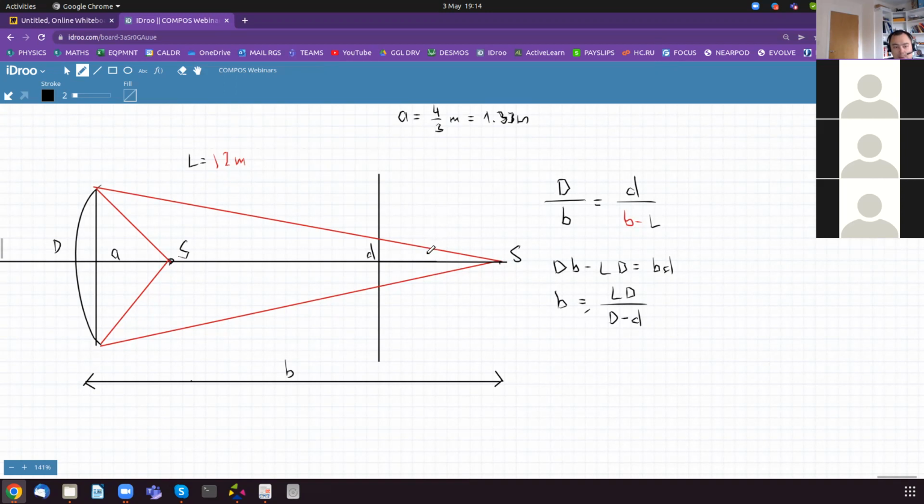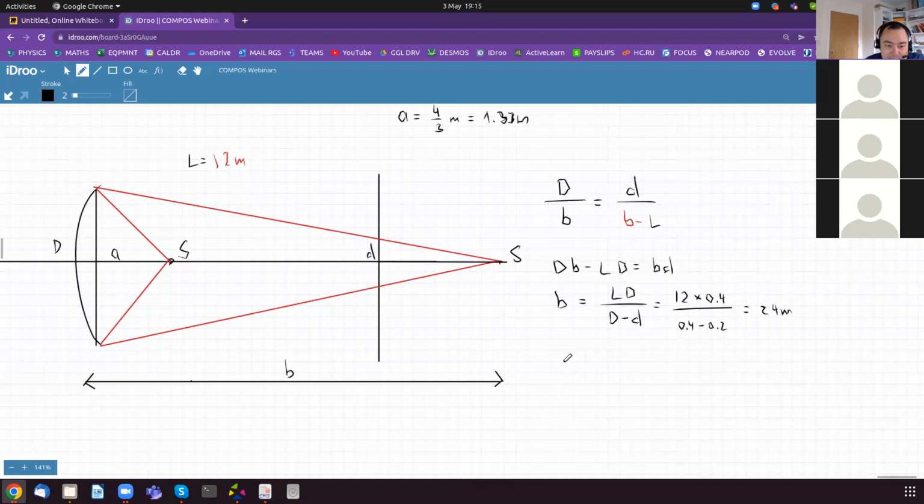Capital. Yes, sorry, of course. What am I saying? Yes, absolutely. Capital D is bigger than small d. That's fine, so it makes perfect sense. So 12 times 0.4 divided by 0.4 minus 0.2, which is 12 times 0.4 divided by 0.2, is 24. 24 meters.